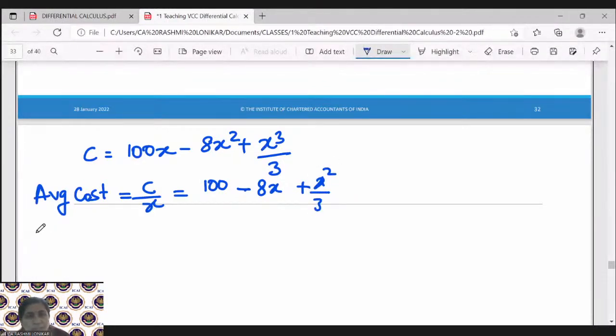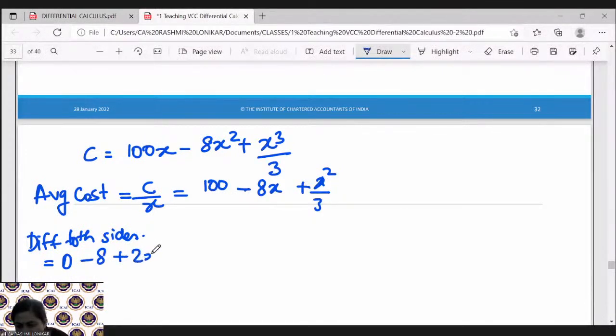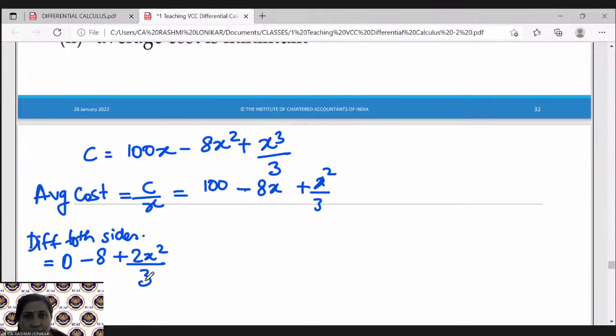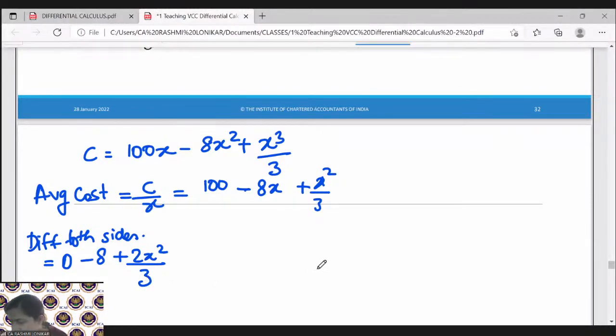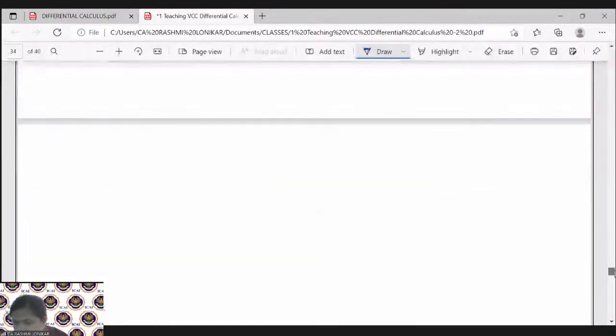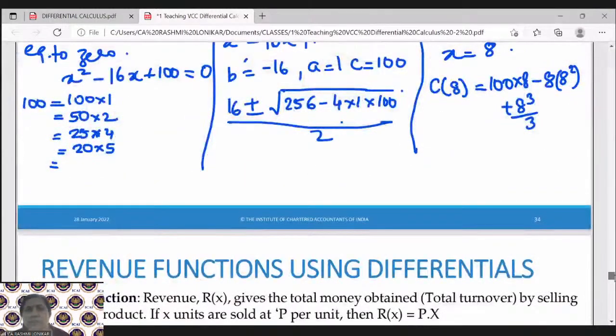Now when I find the derivative, I differentiate both sides. The derivative of 100 will be 0, minus 8 plus 2x square upon 3. Now what is the value of x? I found it as 8. At 8, my costing is minimum. So this is the way you have to solve this sum.